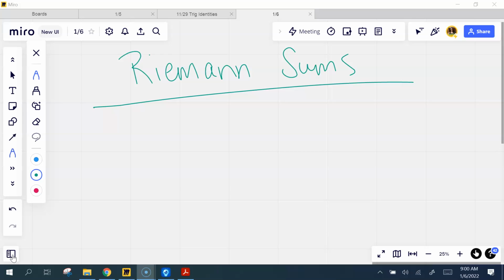Okay, let's talk about Riemann sums real quick. I think it's rhesus monkey. It's not. I messed up.